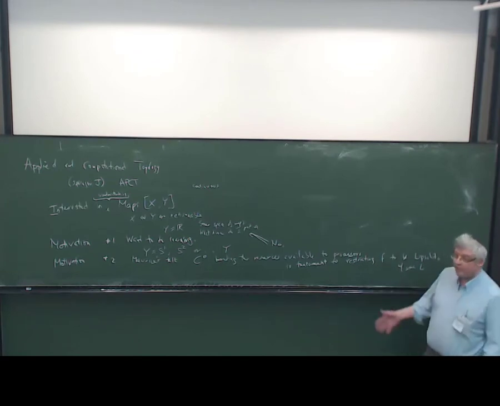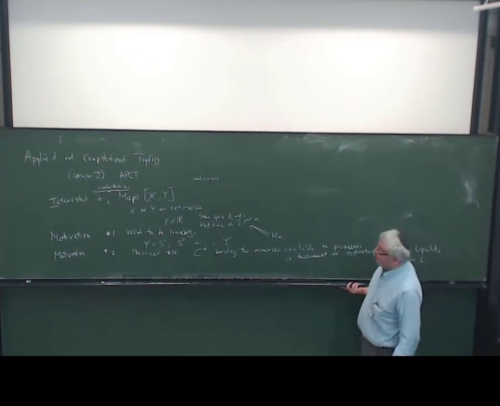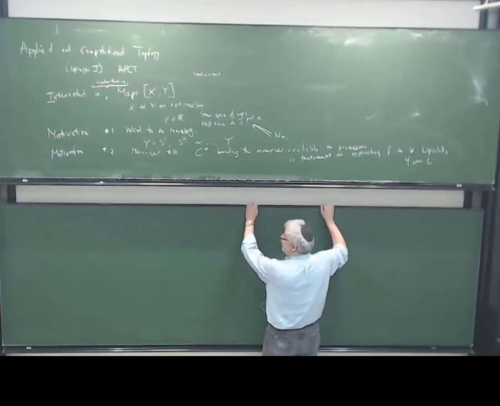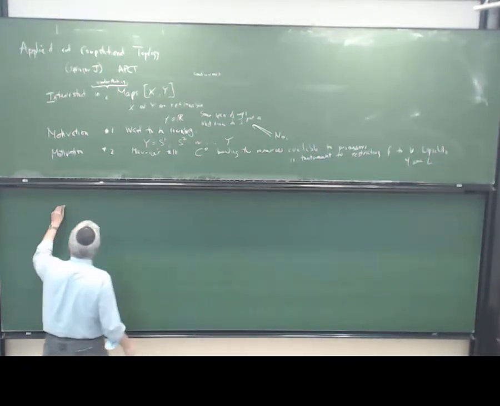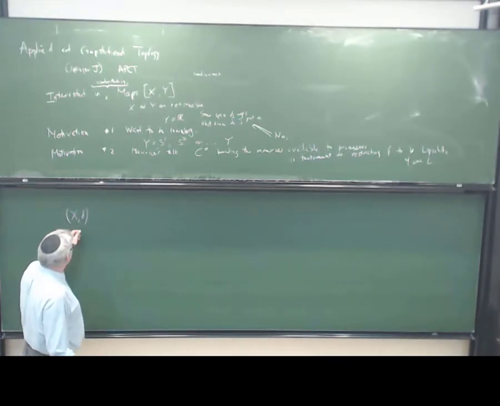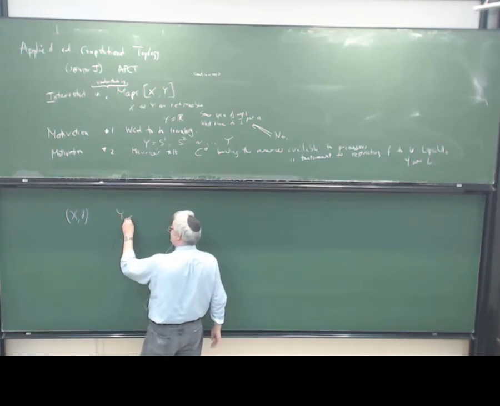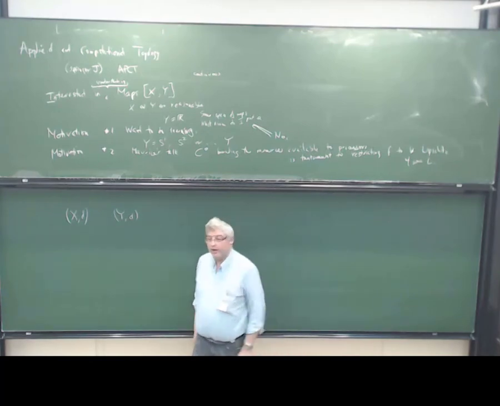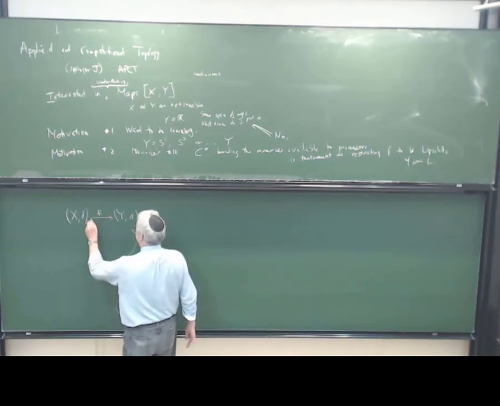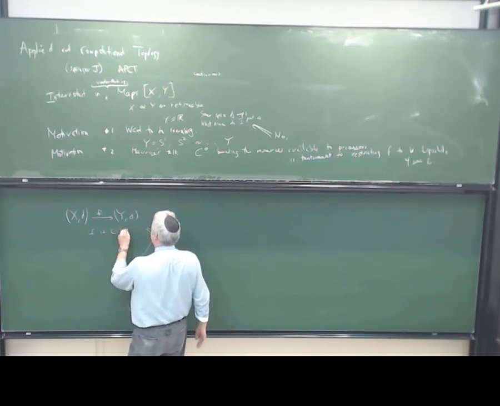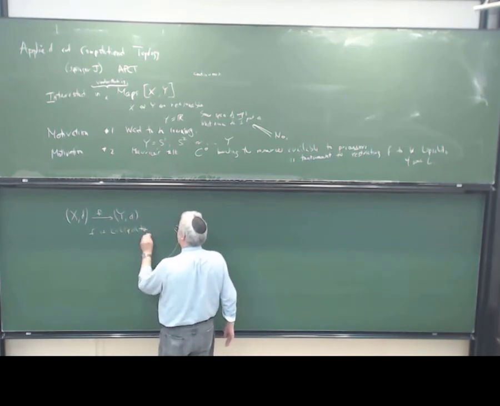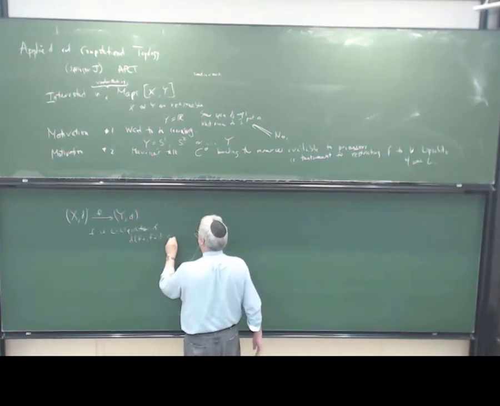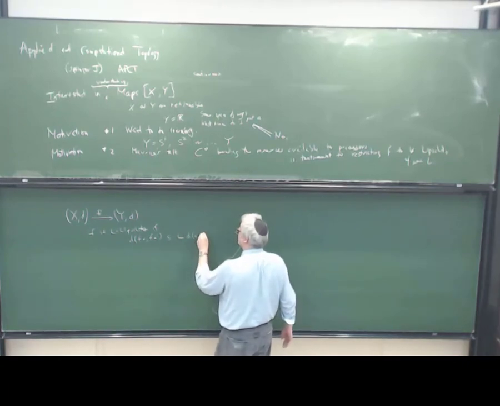In fact, why don't I do it right now before I get to motivation number three? Okay, so we're in the following situation. We have X has a metric, and Y has a metric, and I'm a notation abuser, so I will use the same letter D for both metrics. Okay, and we say that F is L-Lipschitz if the distance between F(x) and F(x') is at most L times the distance between x and x'.